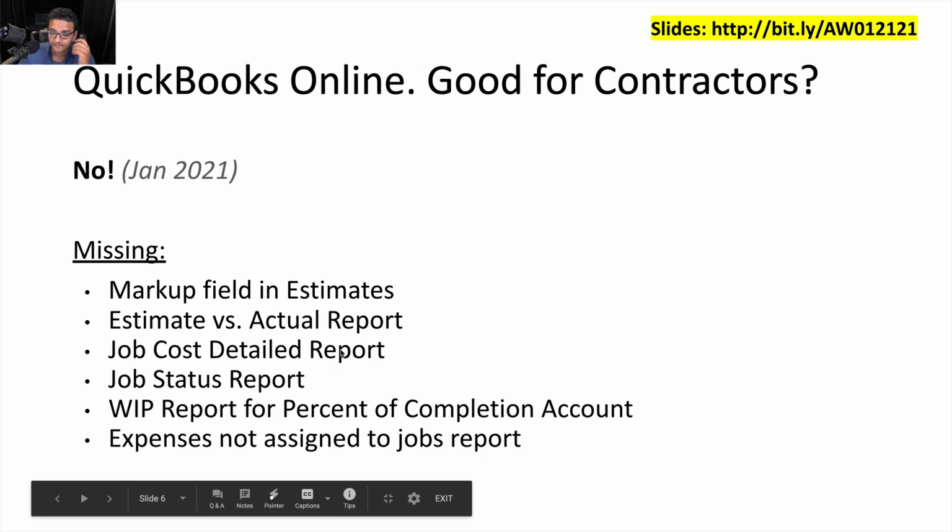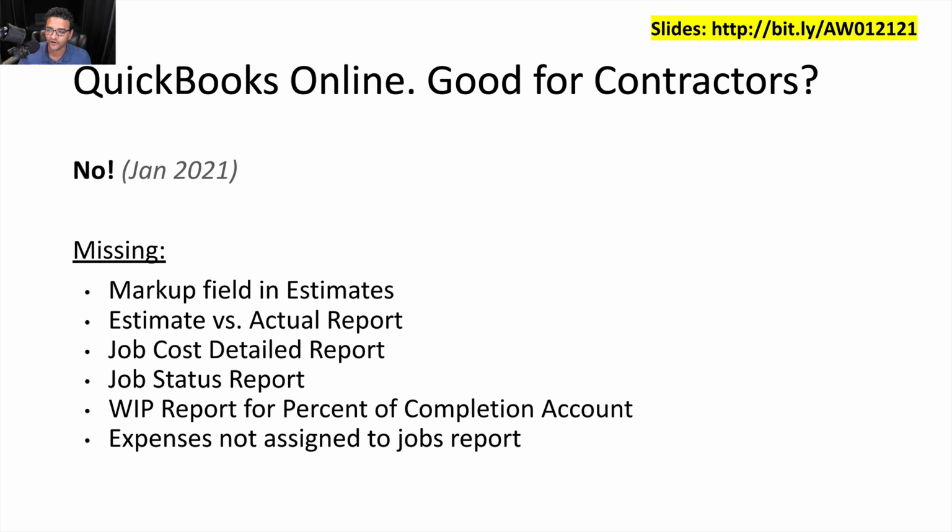As I mentioned, as of January 2021, QuickBooks Online is not a good product for construction and contractors, period, point blank, no exceptions to the rule. The reasons are that we're missing the markup field on estimates, so we can't have a record of how much we think the project is going to cost versus how much we want to charge and what our markup is. We also don't have an estimate versus actual report, which is tied to that markup field in the estimates. Without that, we really can't know how much progress we have on the job so far.